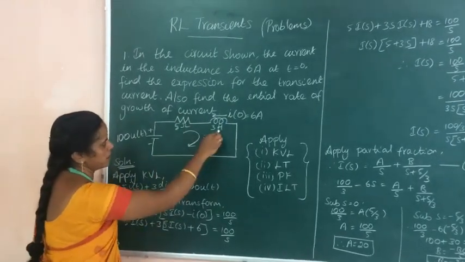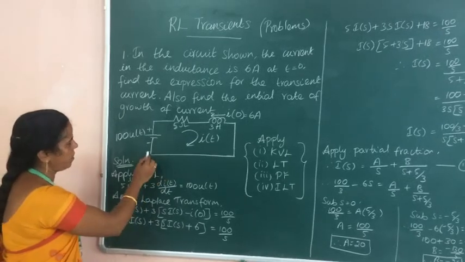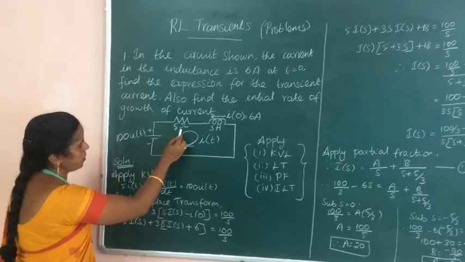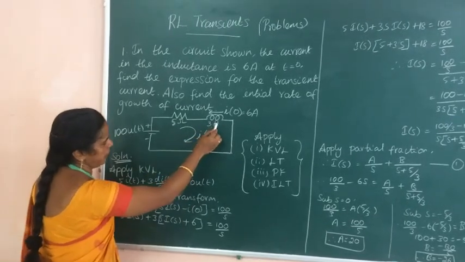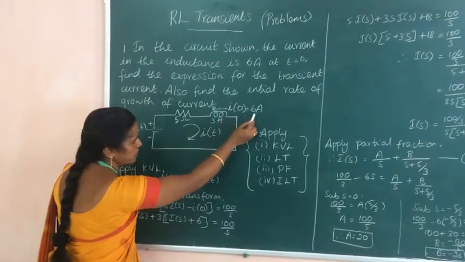So this is the given circuit. If you see, here you have a DC source, then you have an RL connected in series. The initial current of this inductance is given as I of 0 is equal to 6 ampere.